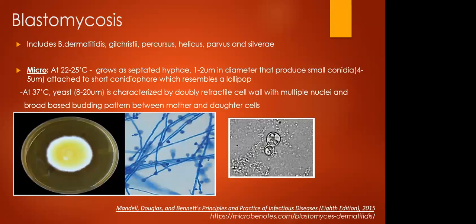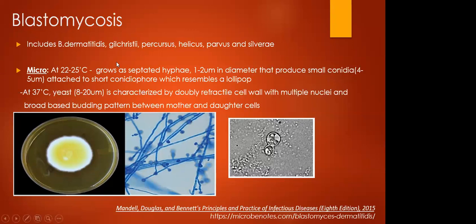So it includes the species Blastomyces dermatitidis, gilchristii, percursus, helicus, parvus, and silverae. It was first described in 1894 by Gilchrist as a protozoan infection, and then later identified as a fungus. Because of the geographical location where it was first diagnosed, there were colloquial names in the early 20th century. So it was known as Gilchrist disease, Chicago disease, North American blastomycosis.